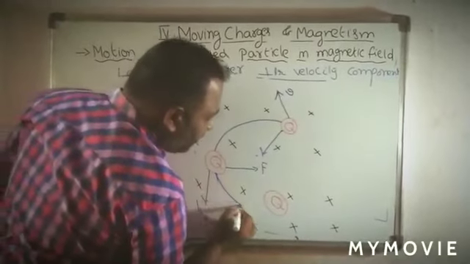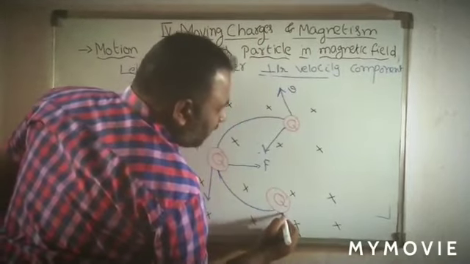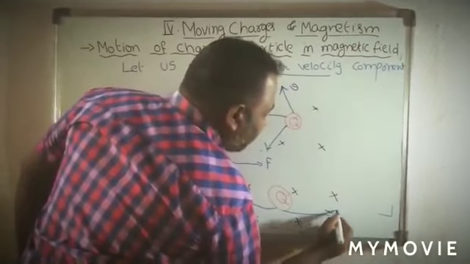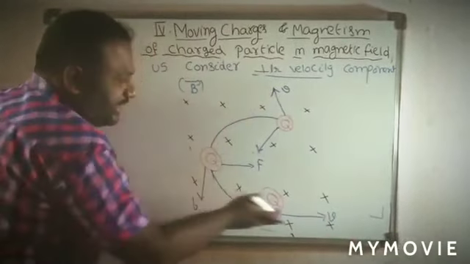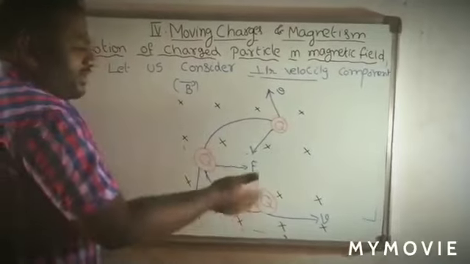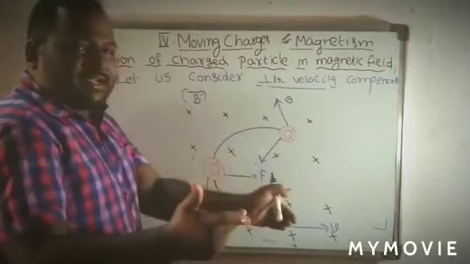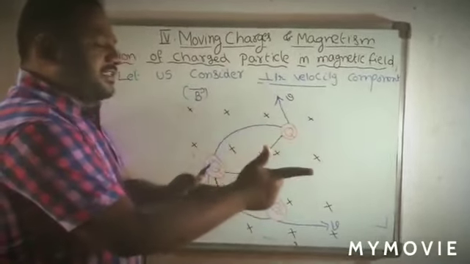Changes its path and moving in this manner. Now what is the velocity of the particle? The velocity of the particle is like this. It is moving in this manner. So here also the field is in this direction, into the board, and this is the velocity direction.